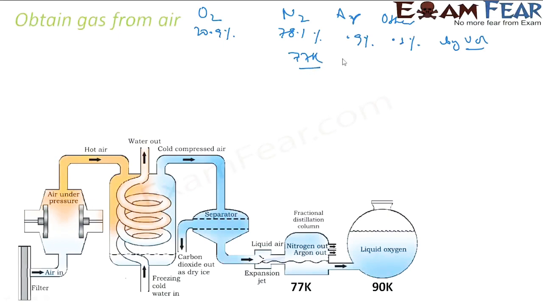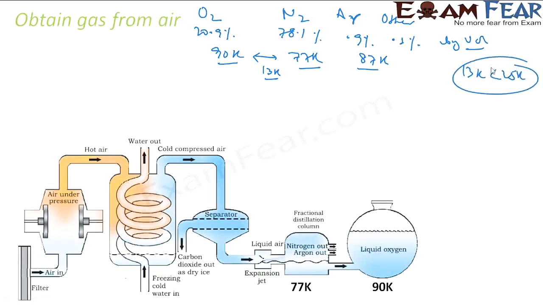Argon is 87 Kelvin, almost. Oxygen is almost 90 Kelvin. And carbon dioxide, the others, we will ignore. Let's try to focus on oxygen and nitrogen itself. So if you see, there is a difference in the boiling point of almost 13 Kelvin, and 13 Kelvin is actually less than 25 Kelvin. So we have to use some fractional distillation here, right?